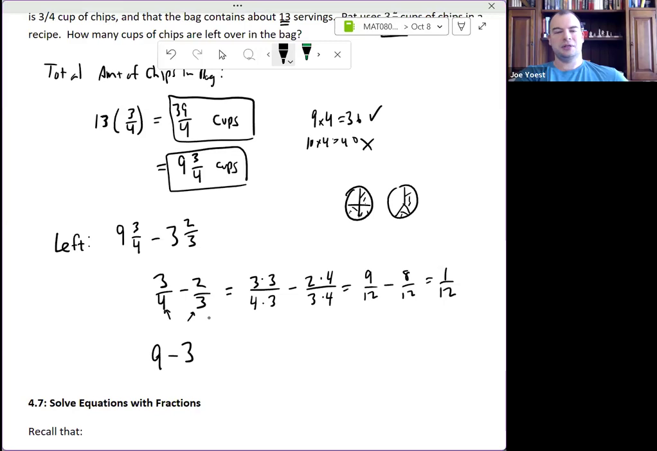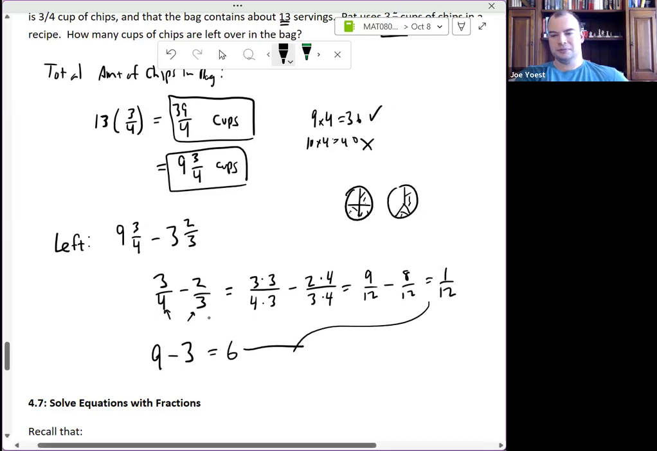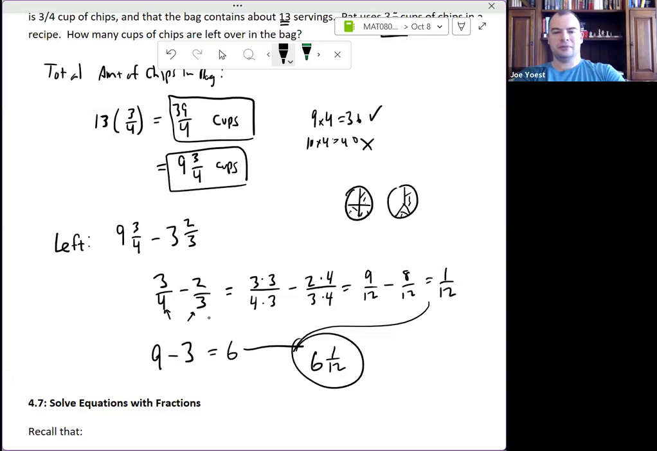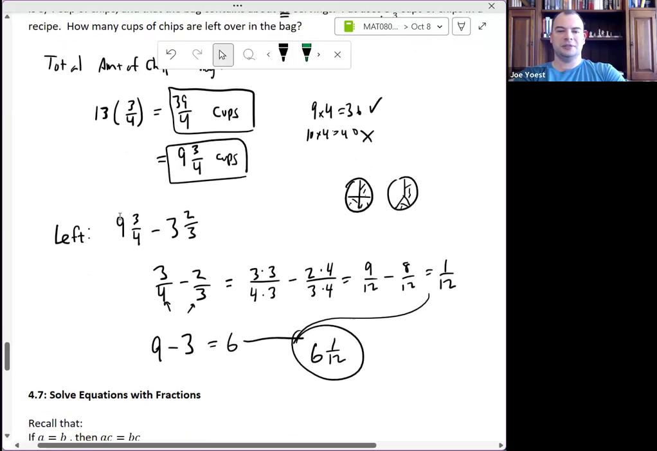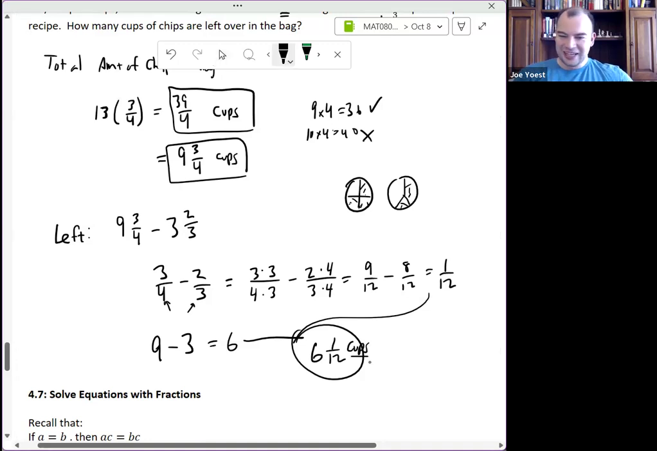And my whole cup parts, 9 whole cups minus 3 whole cups, is 6. I glue these back together and get 6 and 1/12. That's the number of chips that are left over. He started with 39/4 cups, or 9 3/4 cups from the bag, used up 3 2/3 for the recipe. He's got 6 and 1/12 cups. I suppose I should write the unit. Mathematicians hate units, but we like to just work with numbers and forget that units even exist, but units are important.